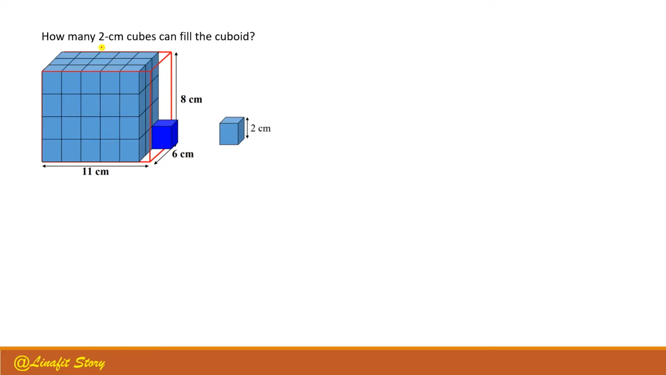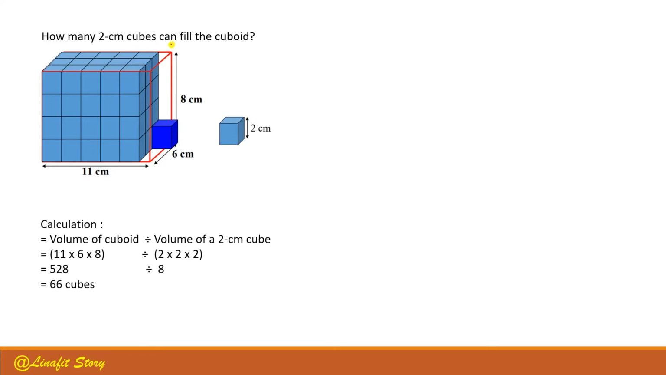The length, breadth, and height of a cuboid is 11 cm, 6 cm, and 8 cm respectively. If the length of the side of the cube is 2 cm, how many 2 cm cubes can fill the cuboid? If your working is dividing the volume of the cuboid by the volume of the 2 cm cube, so 11 times 6 times 8 is equal to 528, divided by 2 times 2 times 2 is equal to 8. So 528 divided by 8 is equal to 66 cubes.